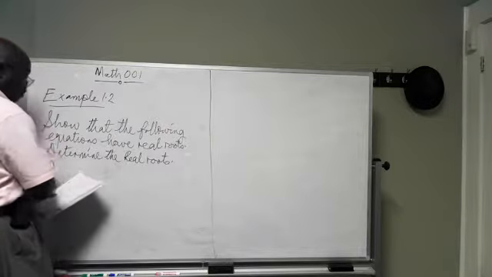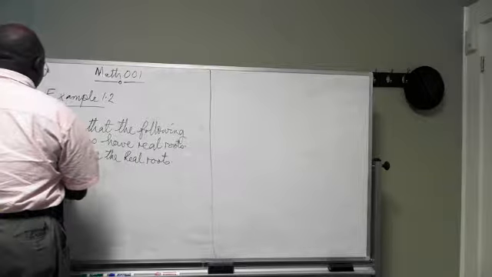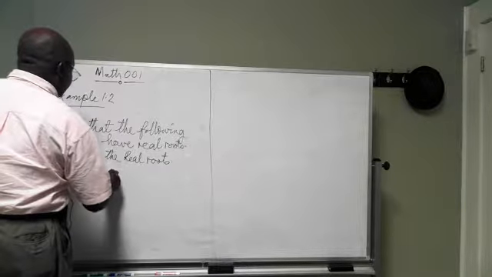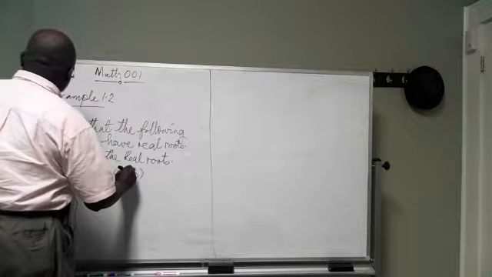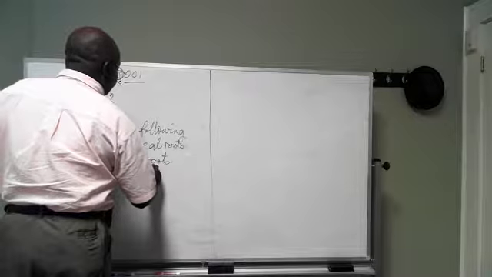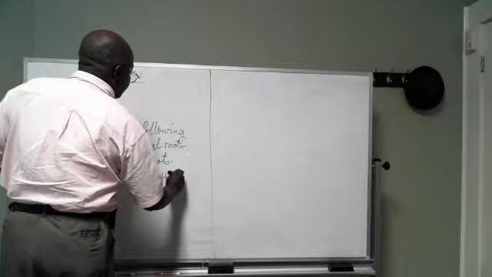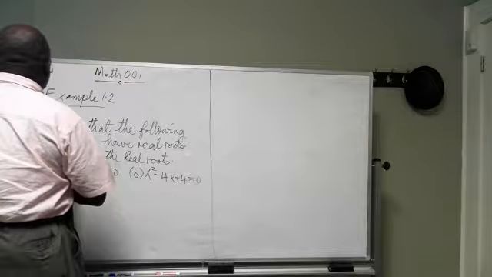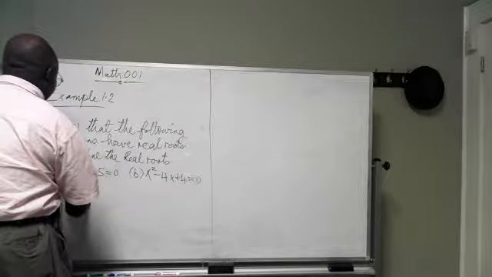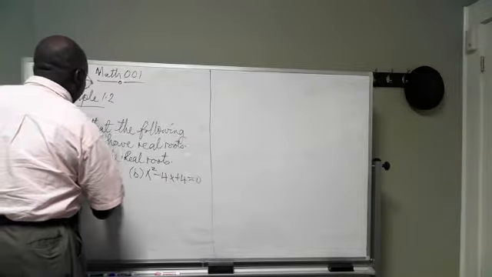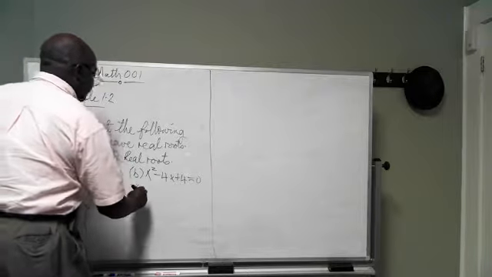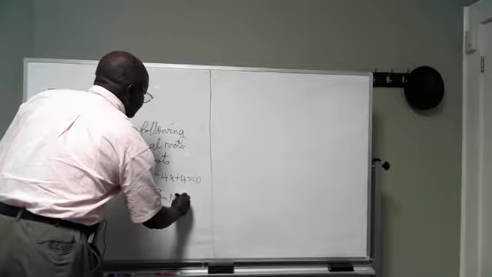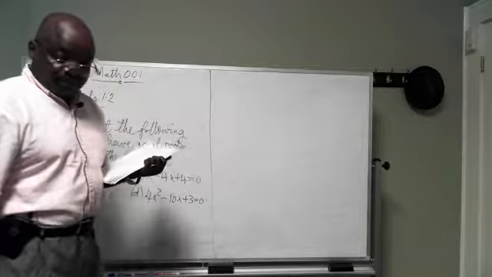A. 2x squared plus x plus 5 equals 0. B. x squared minus 4x plus 4 equals 0. C. 9x squared plus 6x plus 1 equals 0. And D. 4x squared minus 10x plus 3 equals 0. Let me give you a way to copy some notes.